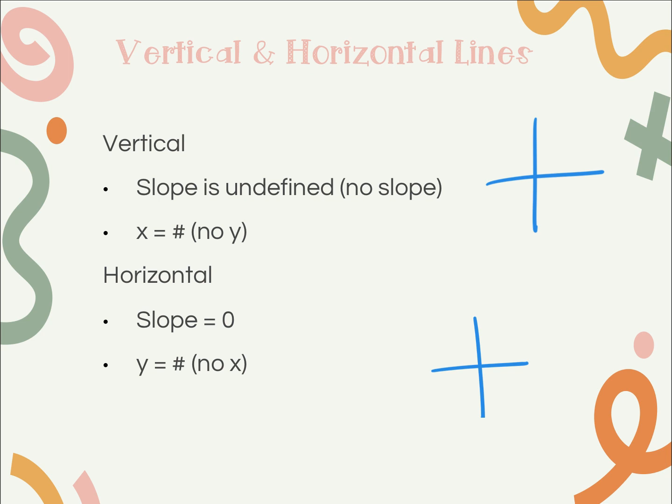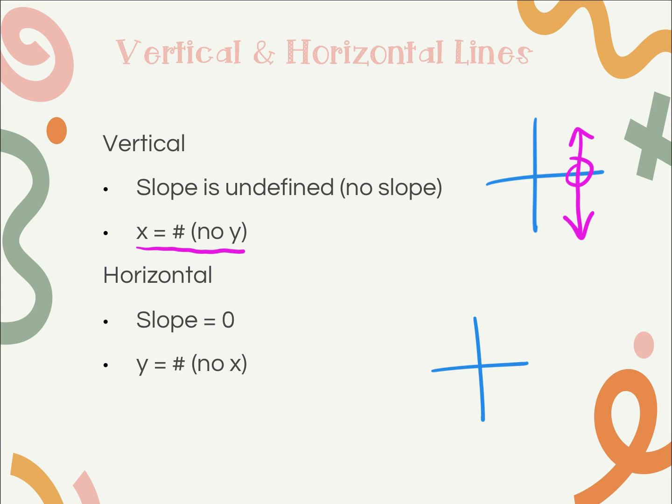A vertical line goes what direction? Up and down, correct? Up and down. What axis does a vertical line touch? The x. That's why it's an x equals. If you have just x, you don't have a y, it's going to be a vertical line.